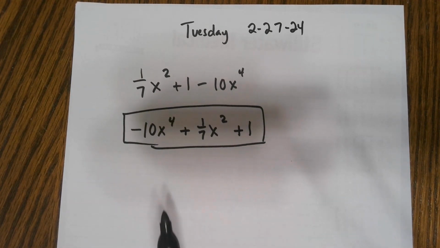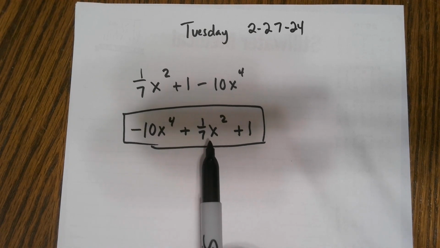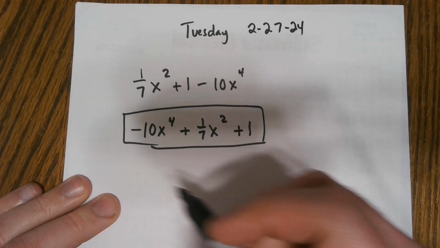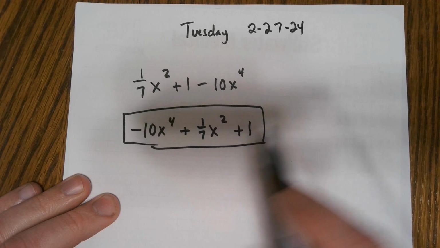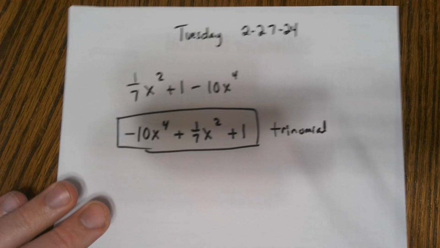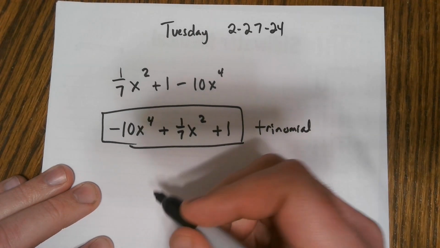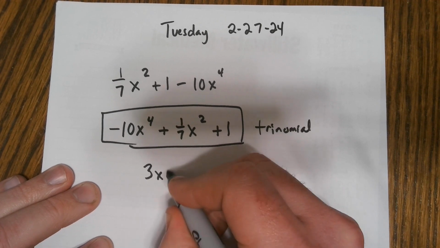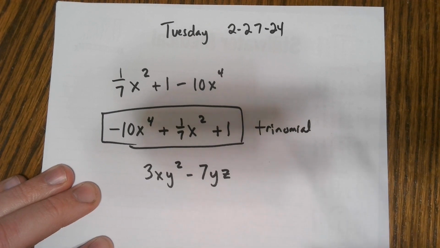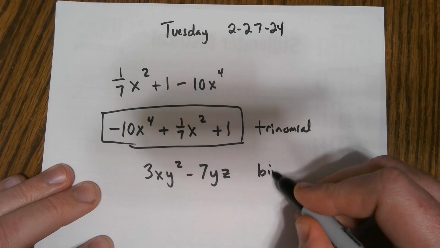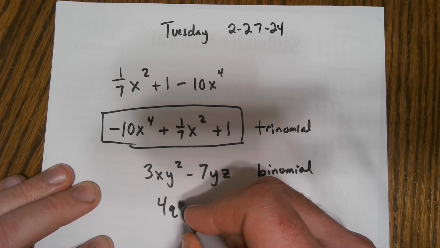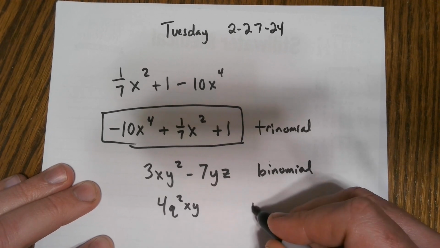Now, if we have a polynomial just like the one we had as our answer a second ago, this is called a trinomial. Any polynomial with 3 terms is called a trinomial. If I had a polynomial with 2 terms, maybe something like this, this would be a binomial. And finally, if I have just 1 term, this would be a monomial.